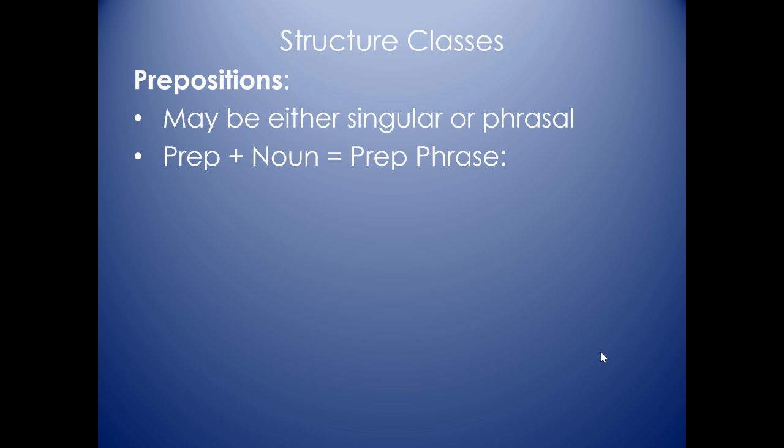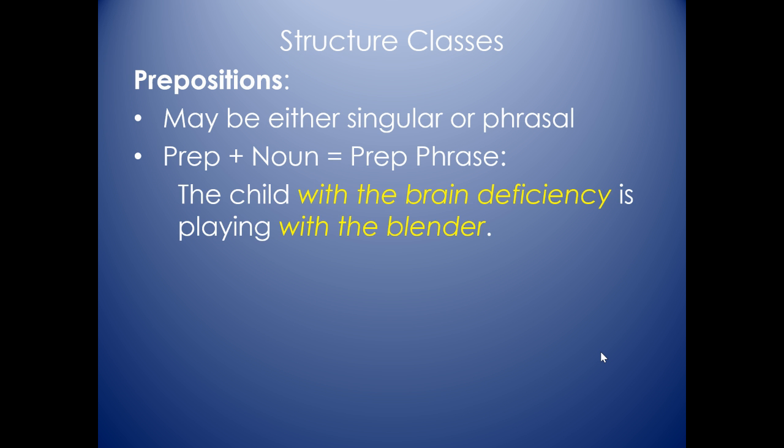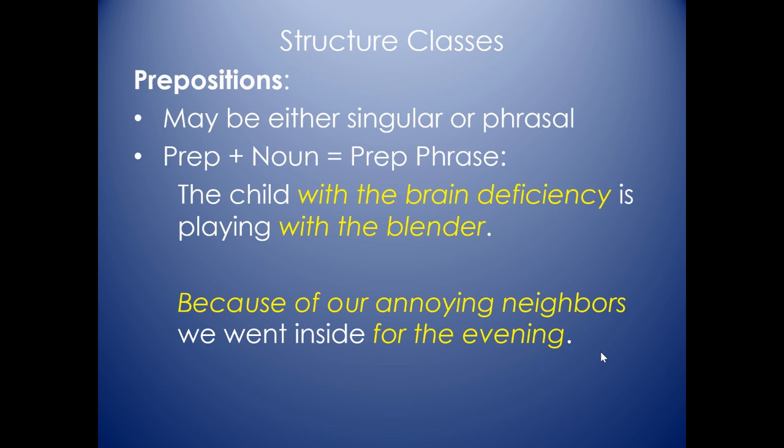Next are our prepositions. You've heard of prepositions, and prepositions can either be singular or they can be phrasal, meaning they come in little groupings. And when I take a preposition and partner it with a noun, I create what we call a prepositional phrase. So I could say, the child with the brain deficiency is playing with the blender. And those are both prepositional phrases. Prep phrases can work as adjectives, and they can also work as adverbs. With the brain deficiency is an adjective describing the child, with the blender is an adverb modifying is playing.